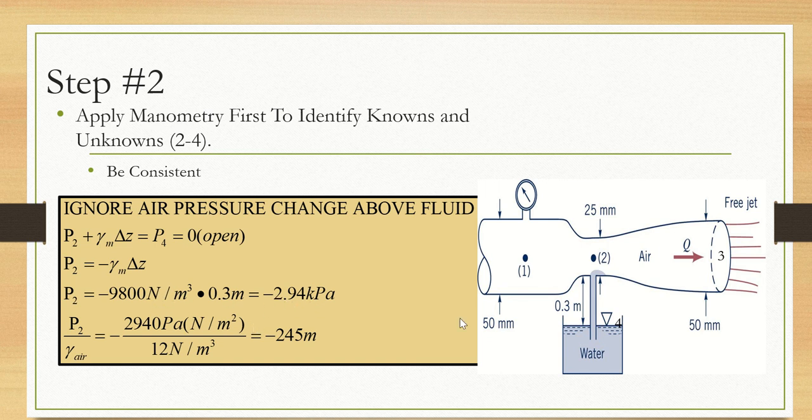At this point, I also want to compute the ratio of P2 divided by gamma of air. I know that gamma of air is 12 newtons per cubic meter. So P2 is minus 2,940 pascals. And we note that we don't use kPa; we always want to use our base units of pascals. Therefore, P2 over gamma of air is minus 245 meters.